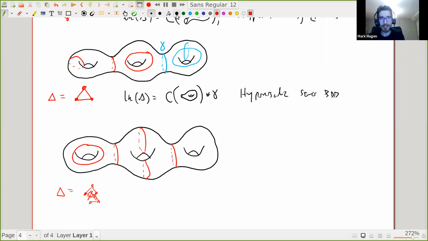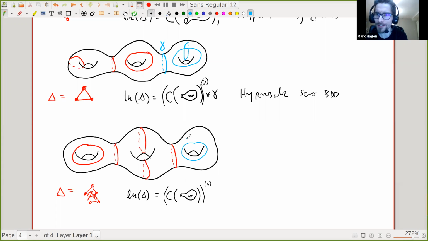and the link of delta is... I lied a little bit over here, because what you're thinking is that the link of delta is the curve graph of a once punctured torus, but really it's just the vertex set of the curve graph of a once punctured torus, right? All the curves that are disjoint from all the red stuff, they're all curves on this once punctured torus. You can't have 2 disjoint curves on a once punctured torus.